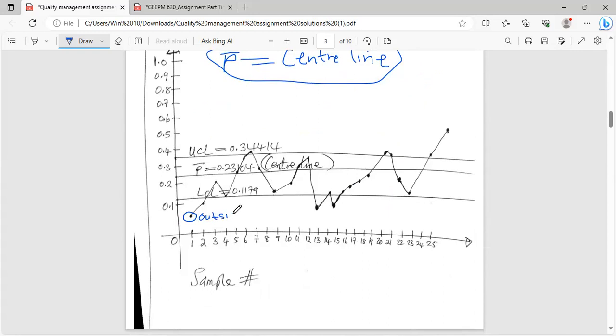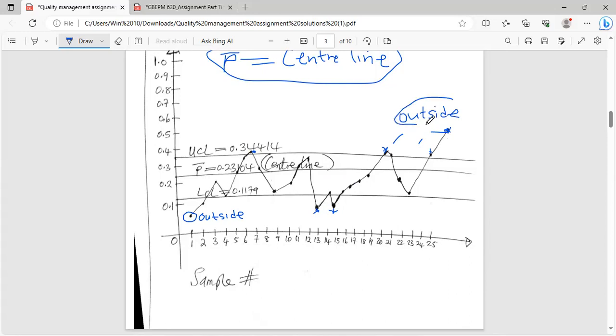And of course, we have another one that is outside the boundary. These are outside boundaries after plotting. We have this other one, which is also outside. This point is also outside, and you have all these points that are outside. So these points are outside the control limits.